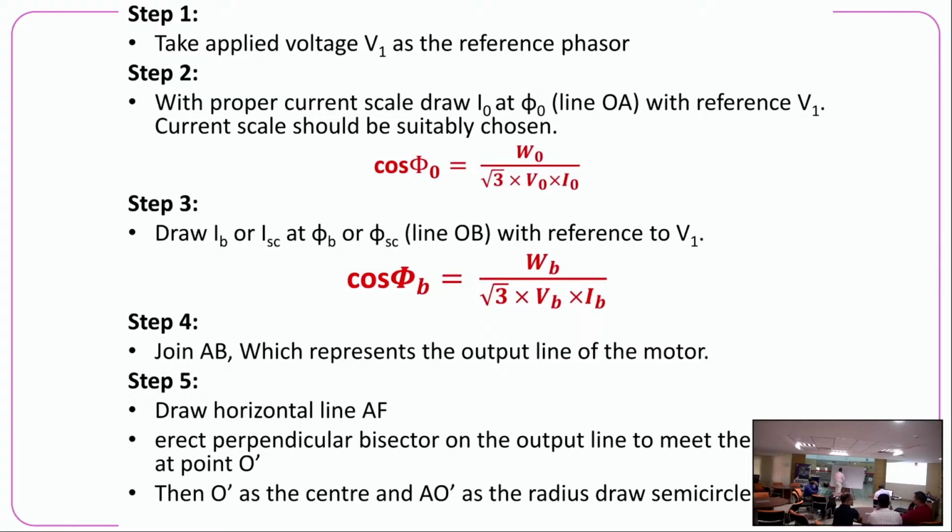AF is the horizontal line, and draw the perpendicular bisector of the output line that intersects at point C or O, whatever. Then O is the center of the circle. This is how the circle diagram is done. Now the circle diagram is drawn.